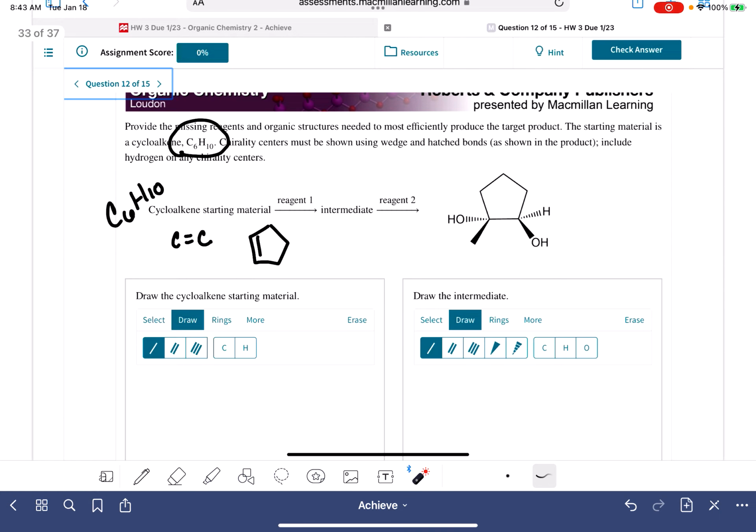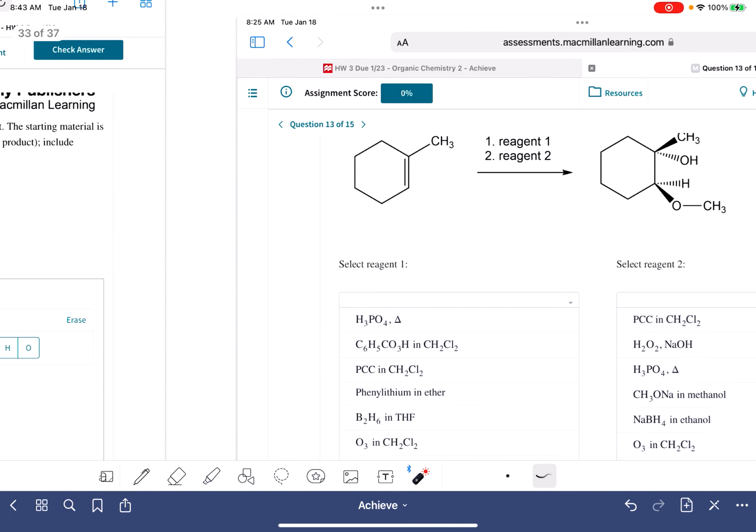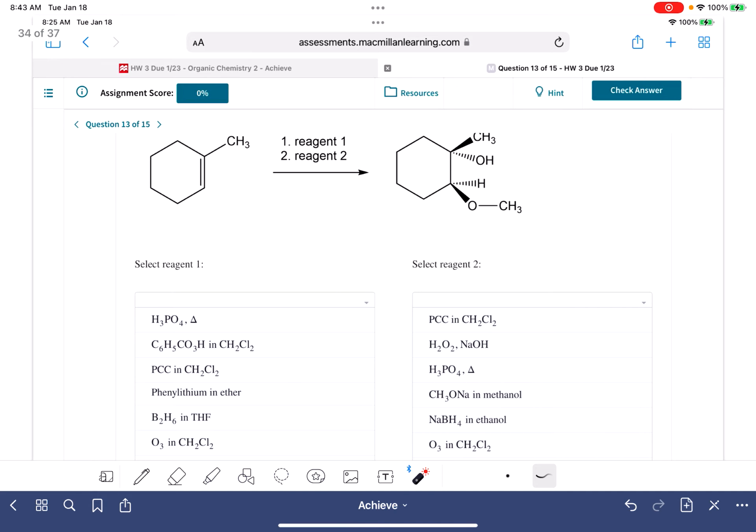Now, one thing I'm not showing here, if you scroll all the way down, there are some pull-down menus for you to select the reagent 1 and reagent 2 from a list of possible reagents. This is showing you a transformation, and then you just have to pick the 2 reagents that are necessary for this transformation. So let's take a look at exactly what's going on here. Obviously, we're getting rid of the double bond, and also we're adding an OH group, and we're adding a methoxide group as well, both of those at the same time.